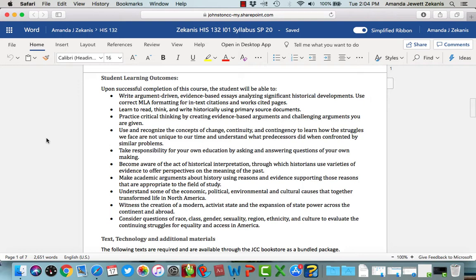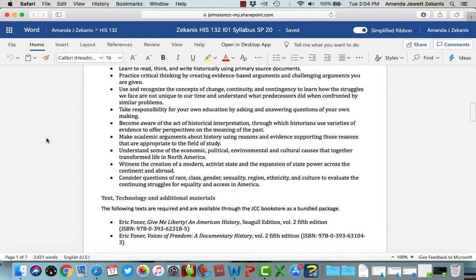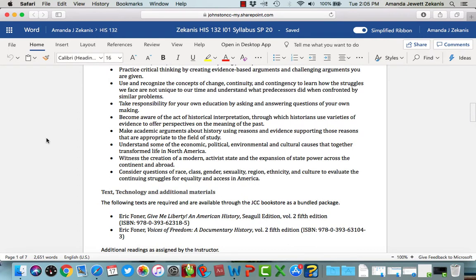But otherwise, MLA is our default. We're going to read, think, and write historically using primary source documents. Practice critical thinking, so questioning things that we're told, not just accepting everything that we hear or are told as fact. Very important life skill.